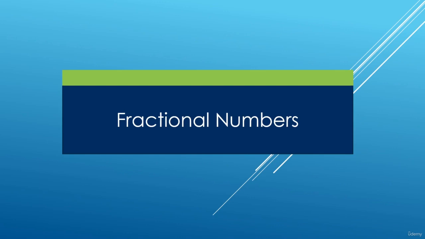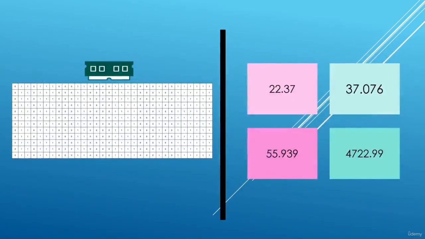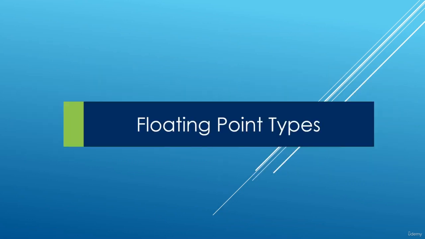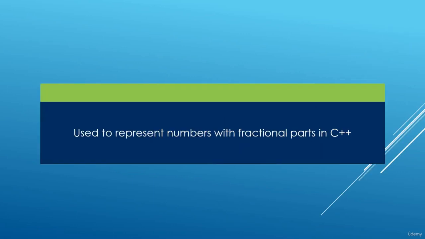In this lecture, we're going to learn about fractional numbers. And as we work with these numbers, I want you to keep in mind that any piece of data you work with in your C++ program is ultimately going to be stored in the form of ones and zeros in memory. Fractional numbers are also called floating types in technical terms. They are used to represent numbers with fractional parts in C++ and many other languages.